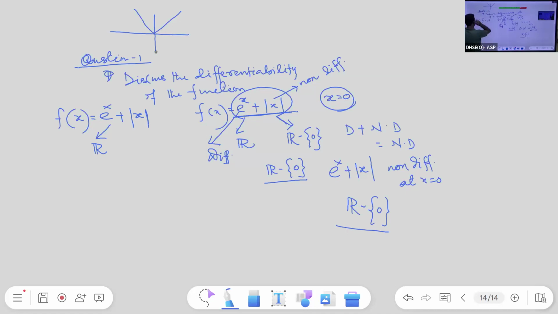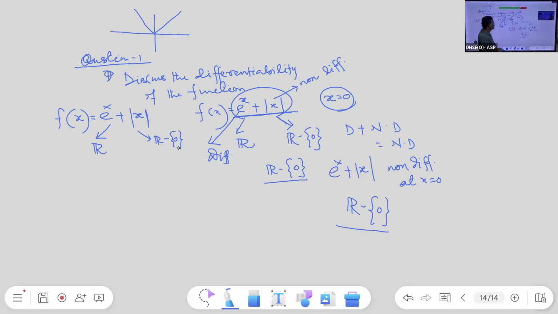This function is non-differentiable at x is equal to 0, differentiable at all other points. Okay, non-differentiable at x is equal to 0. So the total function is differentiable at R minus 0.